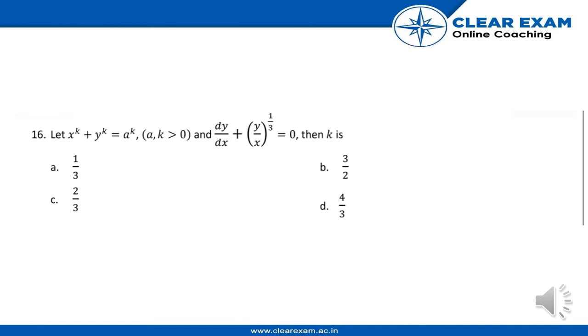The question is that x to the power k plus y to the power k is equal to a to the power k, where a and k both are greater than 0, and (dy/dx + y/x)^(1/3) = 0, then k is?